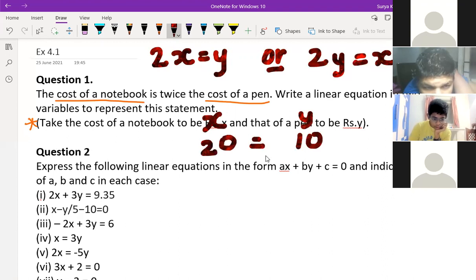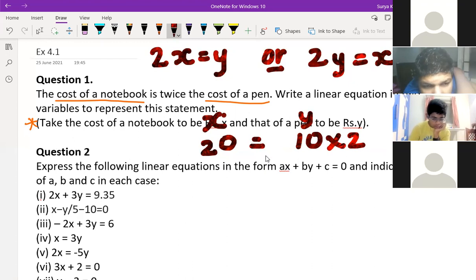So the cost of the notebook is twice. So where should you multiply, on the y side or the x side, to make it equal? On the y side you should multiply. Correct, children? Yes, sir. So which should be the correct answer now?